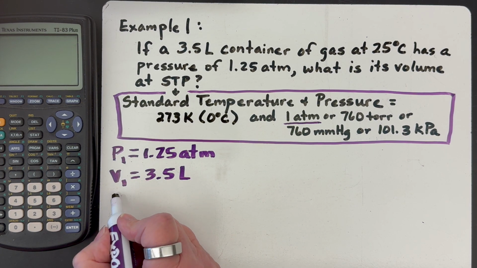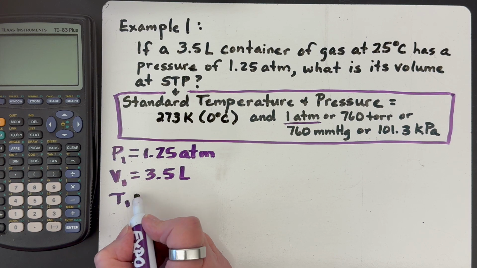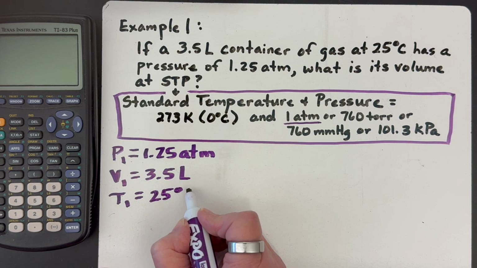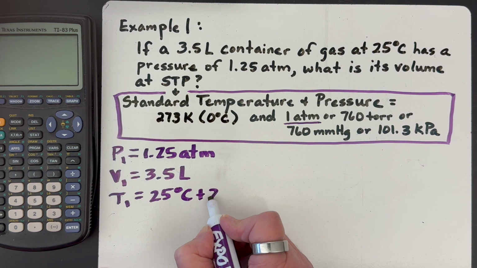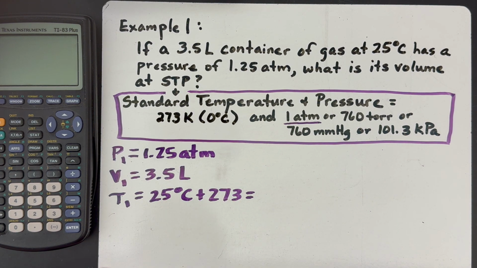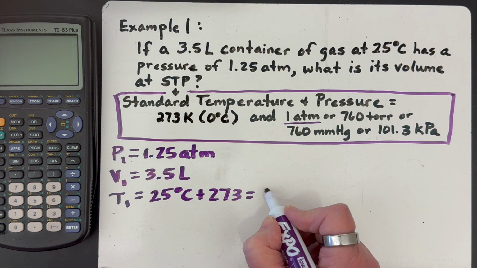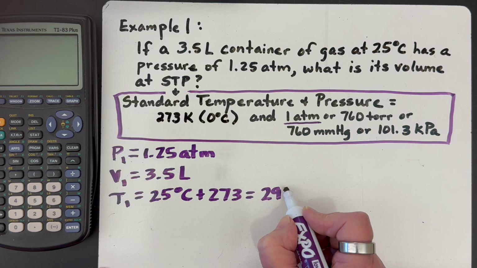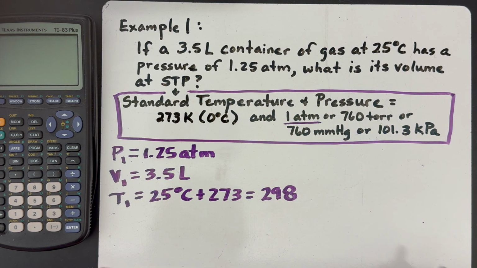And then we need temperature 1, and temperature 1 was 25 degrees C, but remember we need to add 273 to get it into Kelvin, so our starting temperature is going to be 298 Kelvin. So that's going to be our T1.